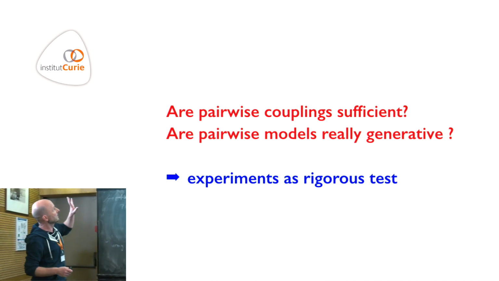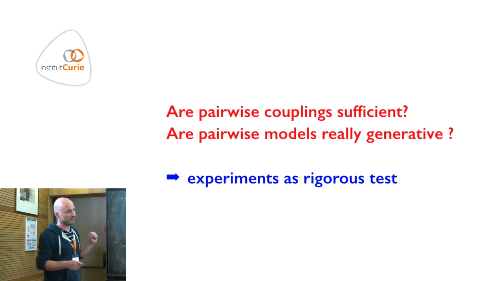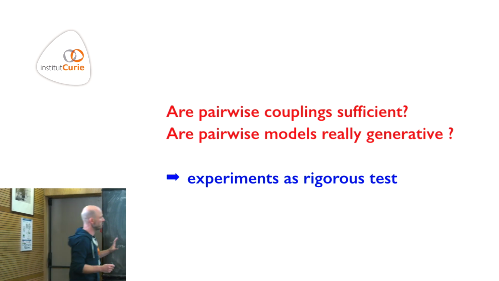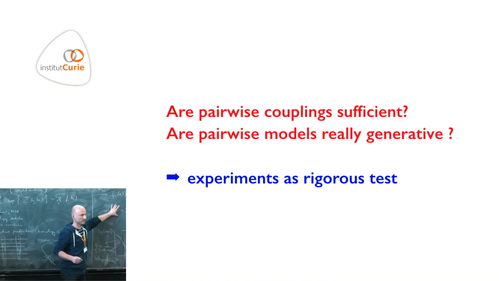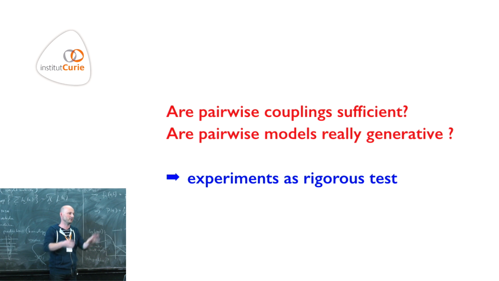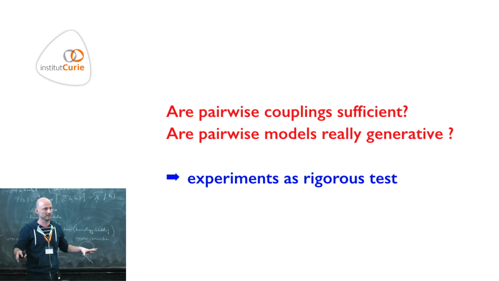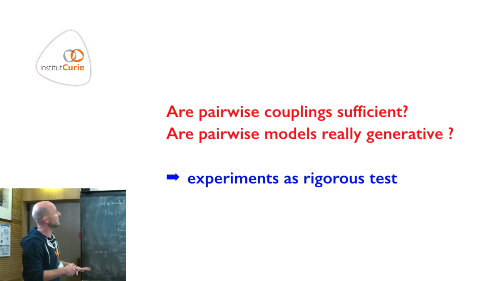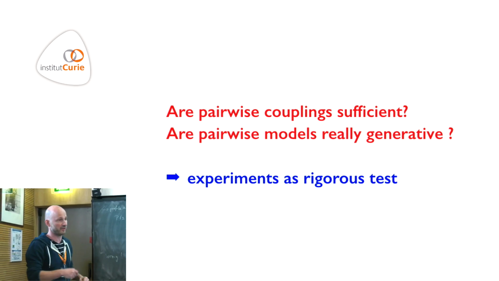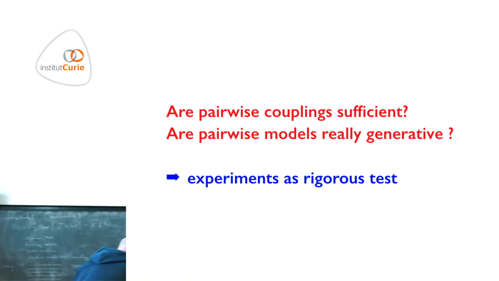So are these sufficient? Is my model generative? And what do I mean by a generative model? A generative model means that if I sample from this distribution and I mix the sample with natural sequences and give it to the most ingenious machine learning scientist, statistician, biologist, they cannot tell them apart. And one very rigorous way to tell them apart is by experiments, so giving them to a biologist and seeing what happens.